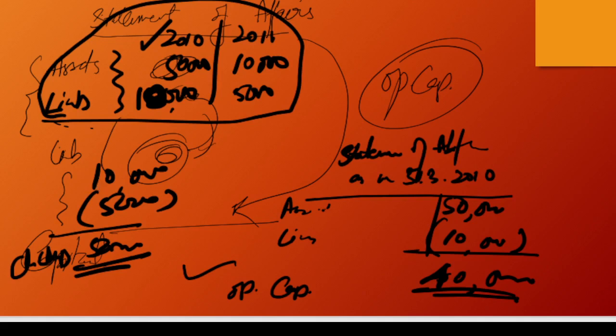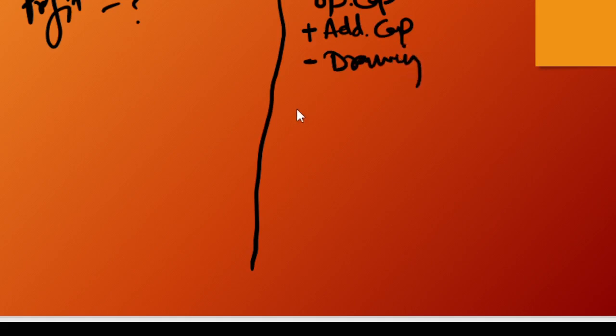Now let's move towards the next portion, that is profit. So how are you going to find out your profit? I think this much is clear to you all: opening capital, plus additional capital, minus drawing, plus net profit is your closing capital.